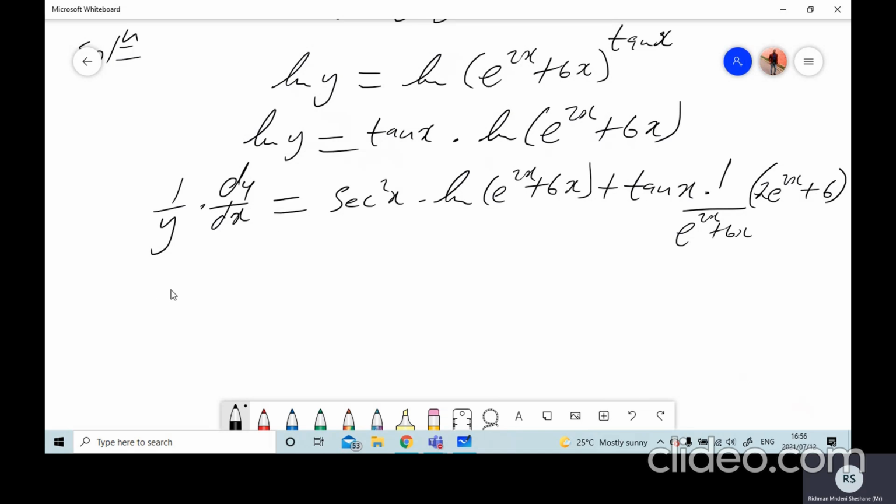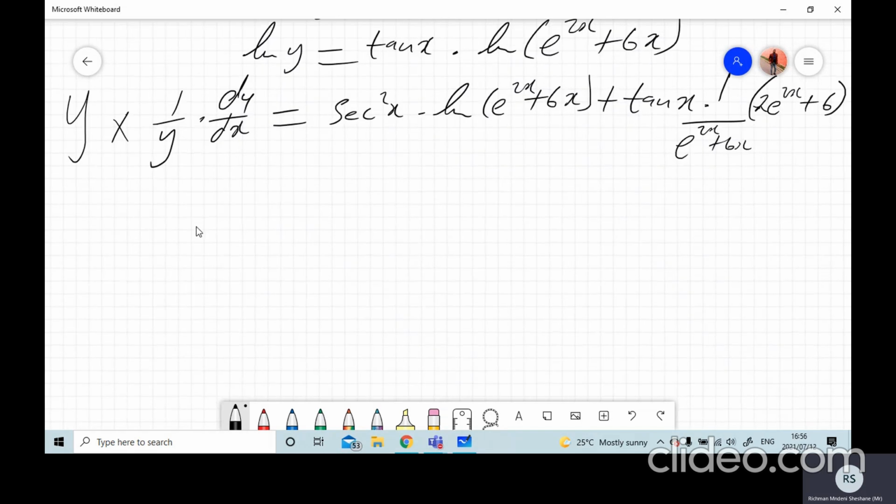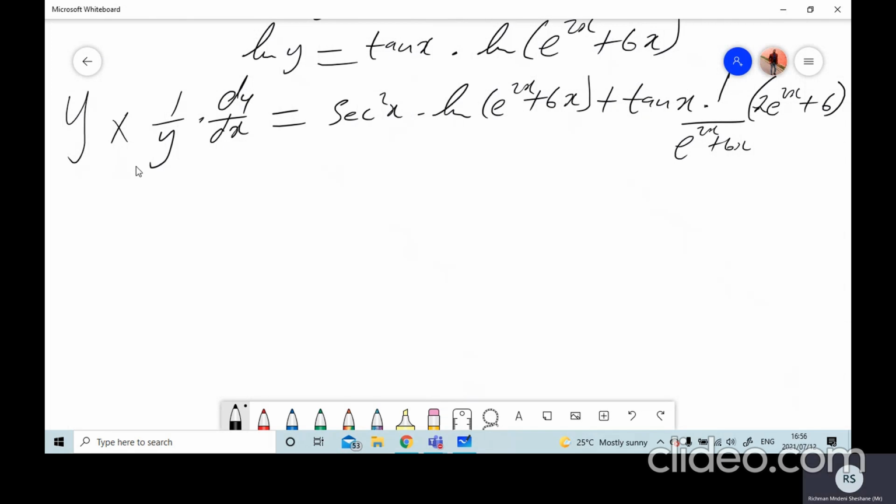Okay. So this is my derivative. But remember, I want to find dy dx. So I don't need this 1 over y. So I need to solve for dy dx. So I'll need to multiply by y on both sides. What you do on the left, you need to do on the right. But when we multiply by y on the left hand side, you see y will cancel. So I will have dy dx equal to y, multiplied by everything on my right hand side.